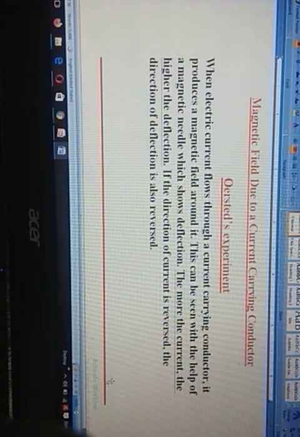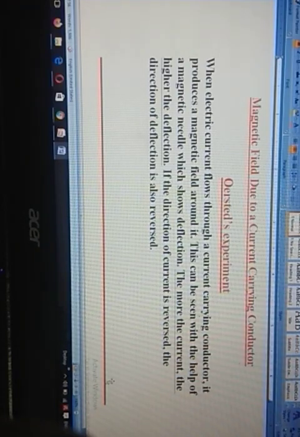When an electric current flows through a current carrying conductor, it produces a magnetic field around it. How is the magnetic field produced around it? This can be seen with the help of a magnetic needle, which always shows a deflection around it. The more the current, the higher the deflection. If the deflection is more, then we can say that it has a stronger magnetic field. And if the direction of the current is reversed, the direction of deflection is also reversed.